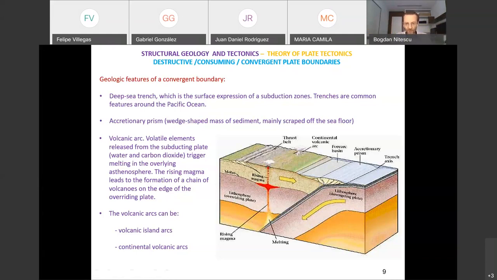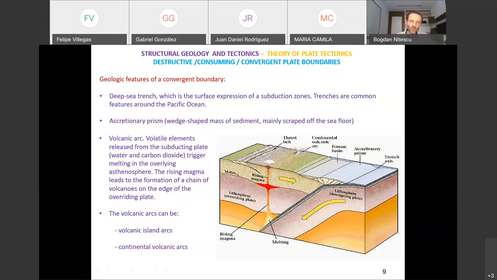So what happens with the volcanic arc? This is what this diagram tries to show. Again, this is something that you will learn in the petrology course. You may wonder how the melts are generated at depth, what causes the rock to melt.